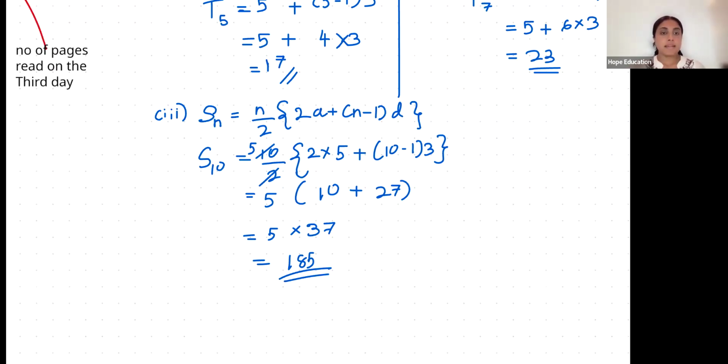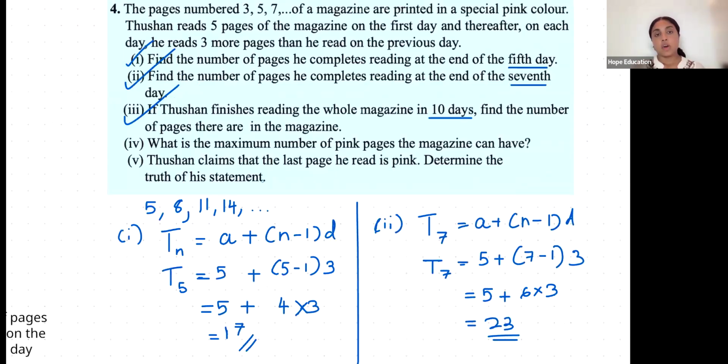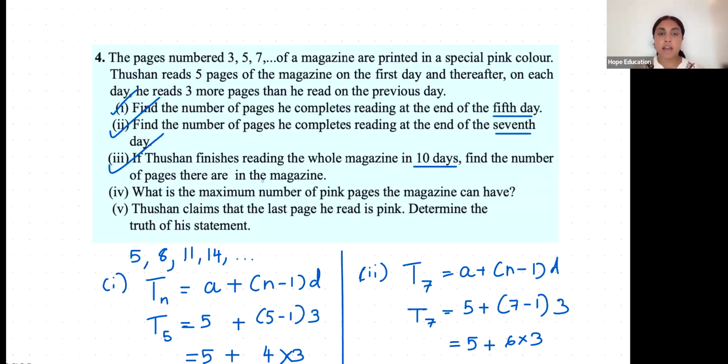All right. Then, fifth question, what is the maximum number of pink pages the magazine can have? Now, this is an interesting question. The pages numbered 3, 5, 7 of a magazine are printed in a special pink color. So what is the maximum number of pink pages that the magazine can have?